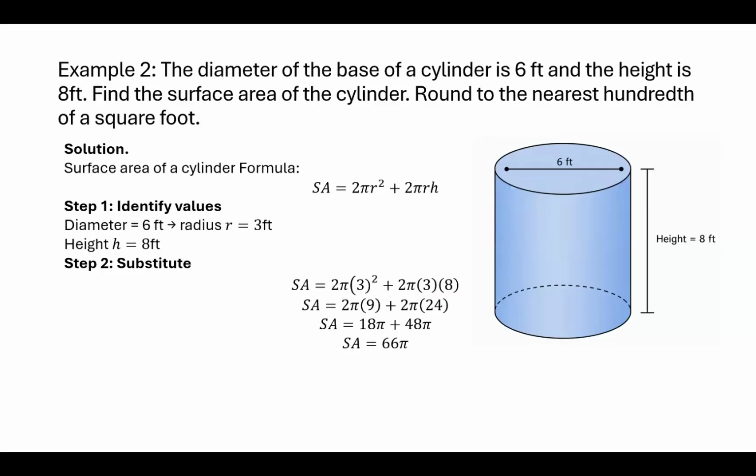But since we are told to round to the nearest hundredth, we do one more step, multiply the 66 by pi. And this is actually 207.35 square feet. Now, even though I'm using a solid, which is a three-dimensional object, since I'm finding the surface area, the units should be in square units.